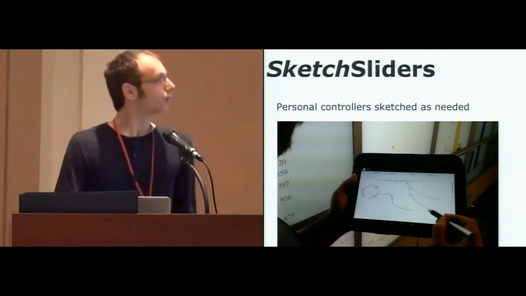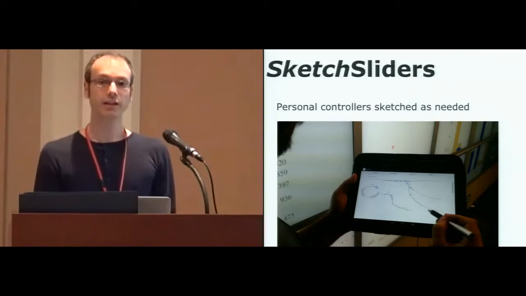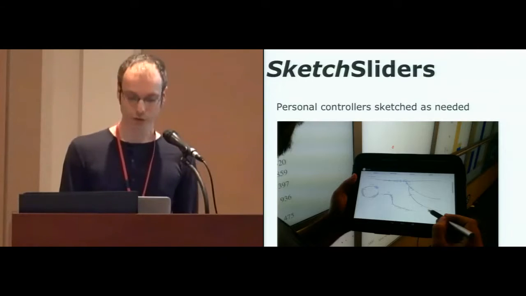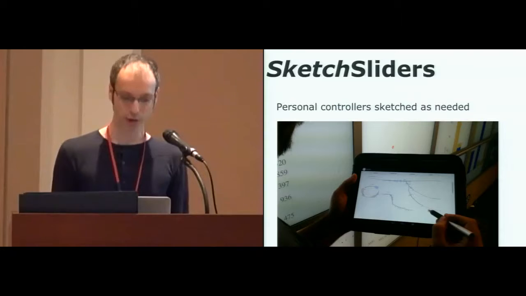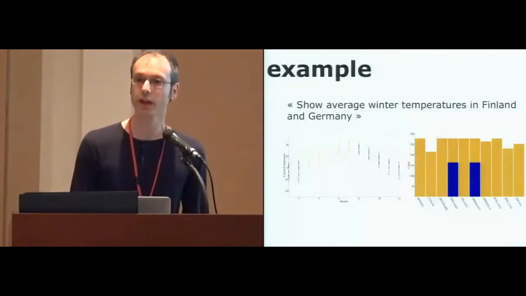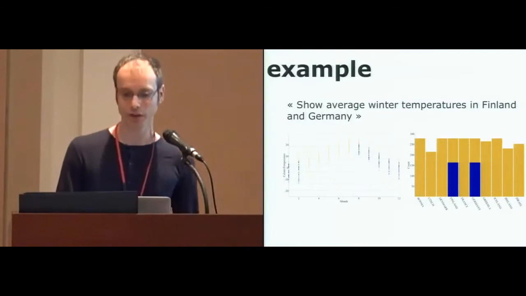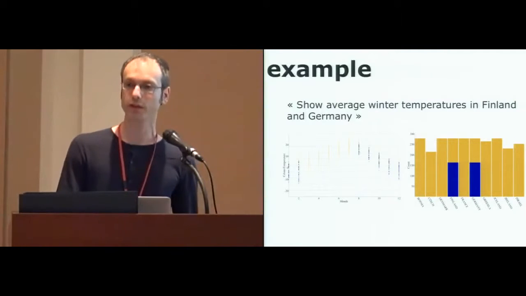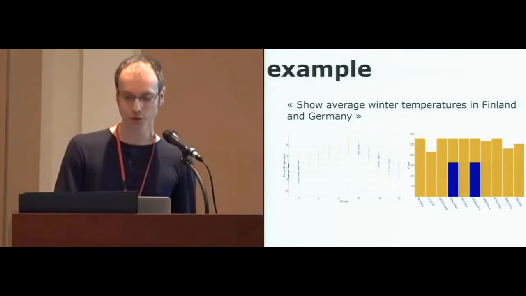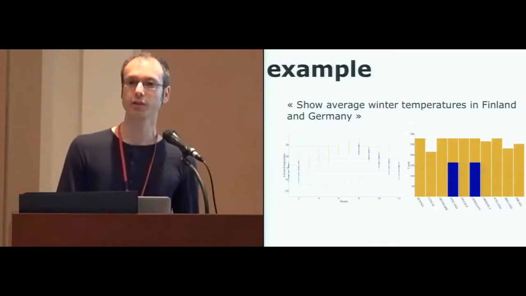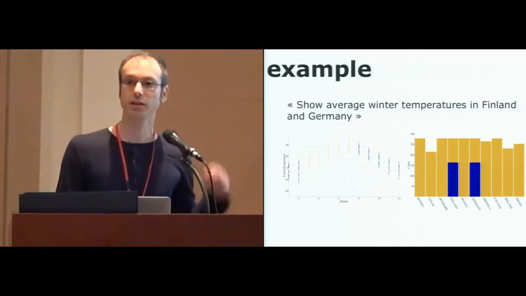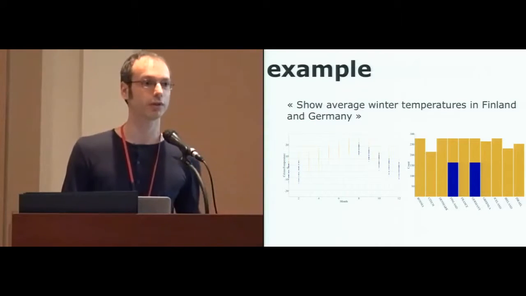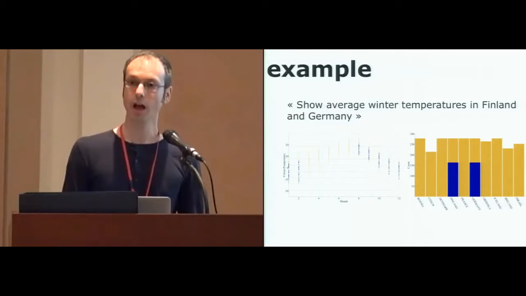SketchSliders are sliders that are drawn by the actual users. They can take several interesting shapes that we're going to see in a while. Let's first start with an example. Imagine we have a data set with average temperatures in different countries, and we want to show the average winter temperatures in Germany and France. You see here a scatter plot and a bar chart, and in blue the selected data points. Let's see how we can express this query with SketchSliders.